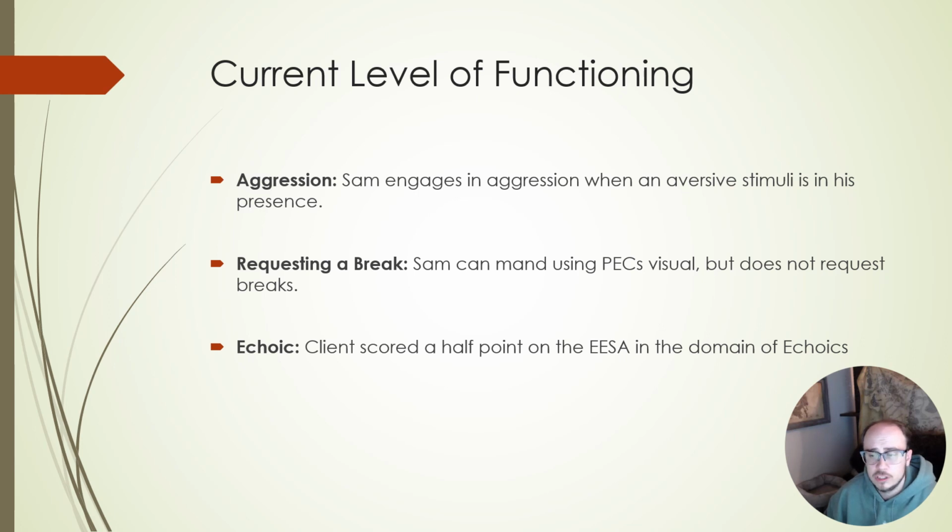Our current level of function in all 3 areas is that with aggression, Sam engages in aggression when an aversive stimulus is in his presence. This indicates that likely this behavior is occurring as a form of escape. So our replacement behavior should serve the same function. So we've chosen requesting a break. Sam can mand using his PECS visuals, but does not request breaks currently. And in the area of skill acquisition, Sam scored a half point on the ESDM in the domain of echoics.